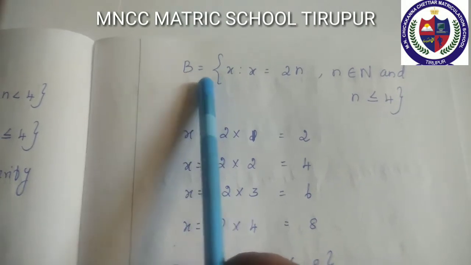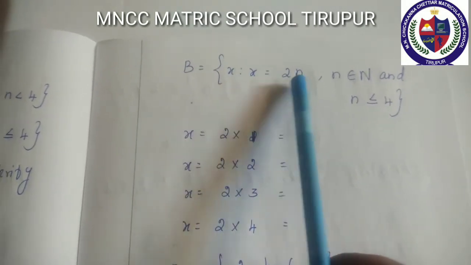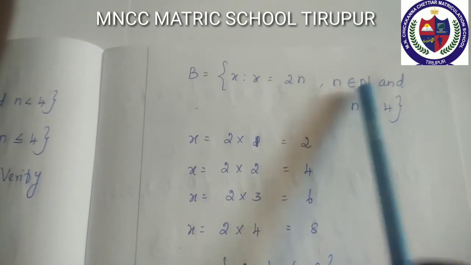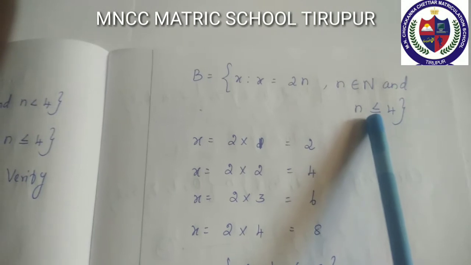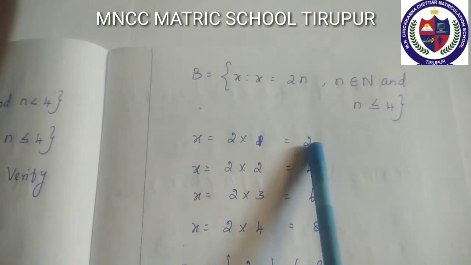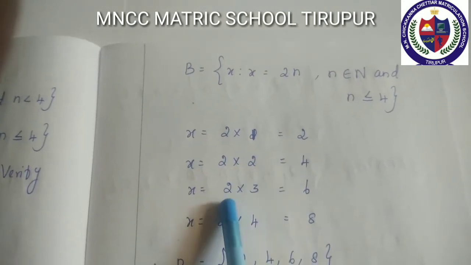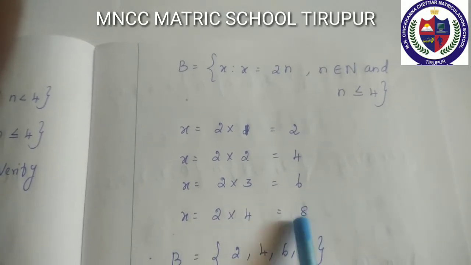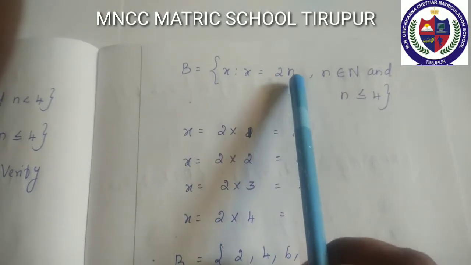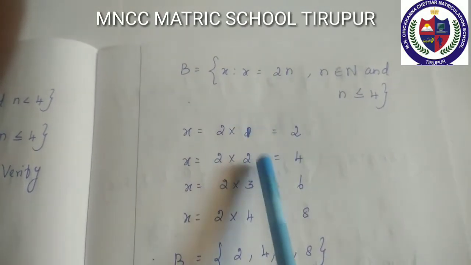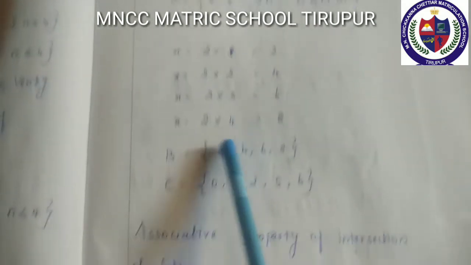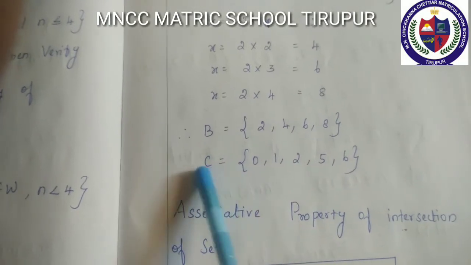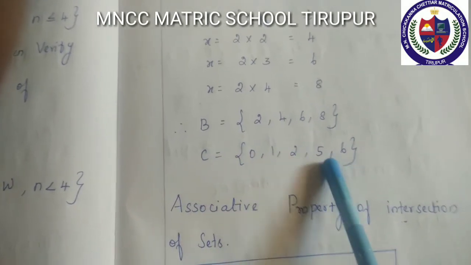The second set, B is equal to {x such that x is equal to 2n, where n is a natural number} starting with 1, 2, 3, up to 4. So 2 into 1 is equal to 2. 2 into 2 is 4. 2 into 3 is equal to 6. Then 8. Reason: x is equal to 2n, where n values 1, 2, 3 up to 4 are substituted. So the value of B is the set 2, 4, 6, 8. The value of C is already given: 0, 1, 2, 5, 6.